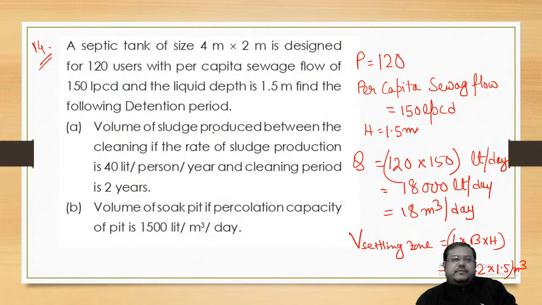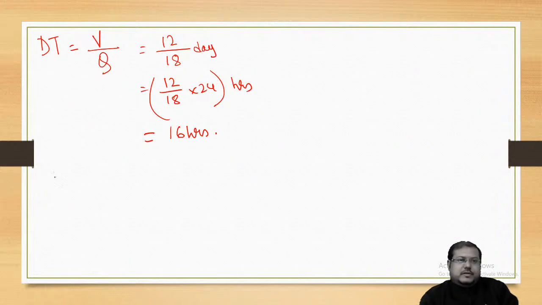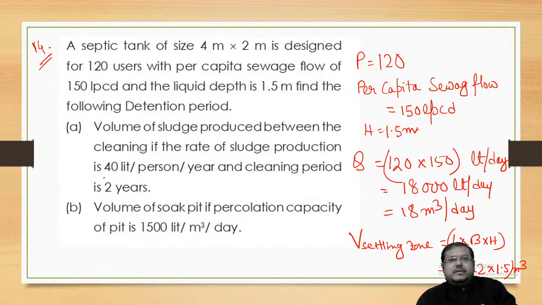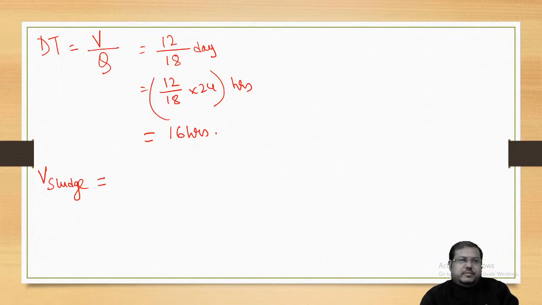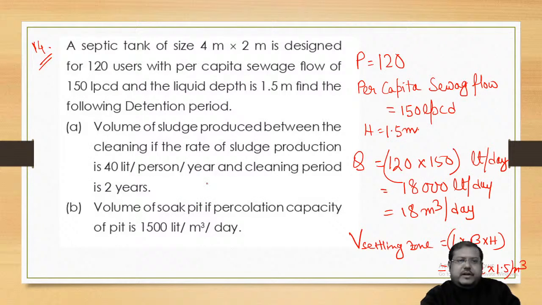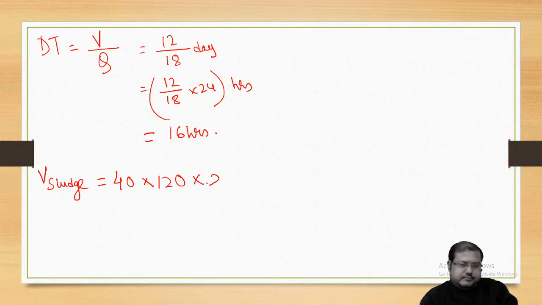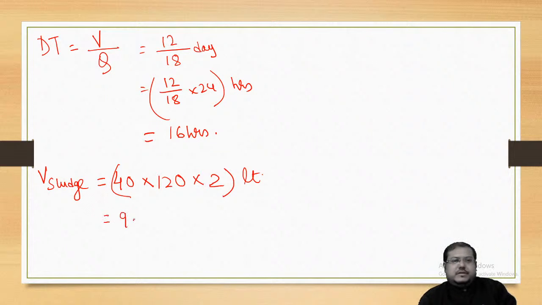asking for volume of sludge production, volume of sludge zone. So volume of sludge zone will be rate of sludge production. How much is rate of sludge production? 40 liter per person per year, into the number of users 120, into discharging interval, which is 2 years, I guess. Yes, that much of liters. It's 9.6 meter cube.